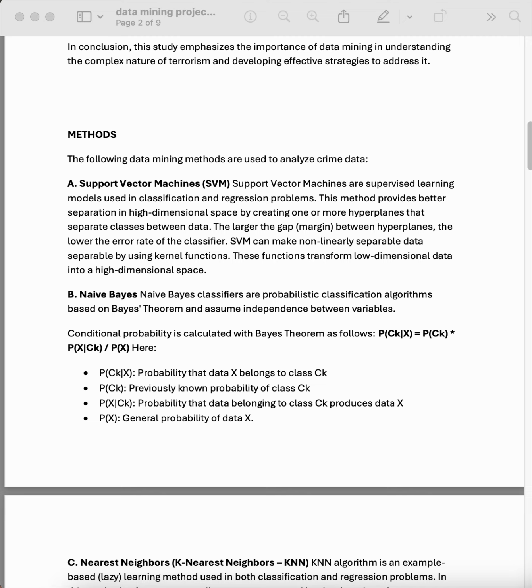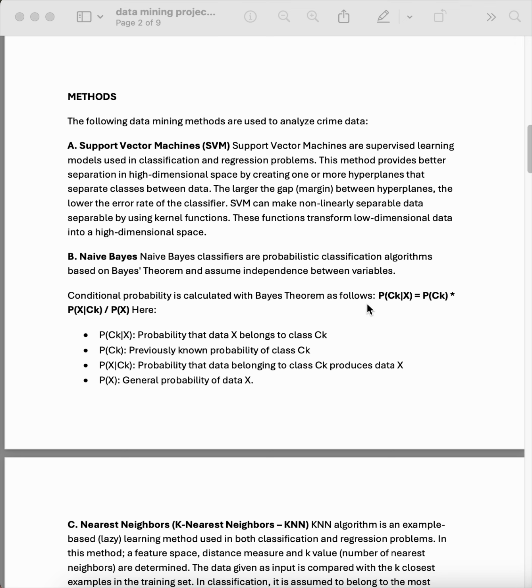We have a lot of algorithms to use in this case. First one is SVM, support vector machines, we call that. What does it do? It finds the best region separating different classes from each other. This limit maximizes the distance between classes.